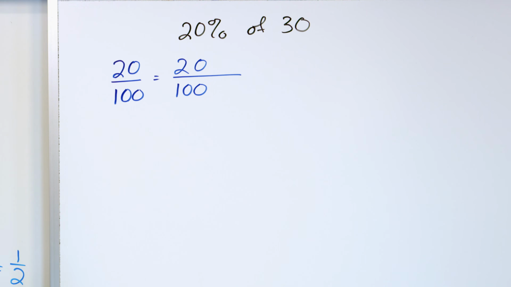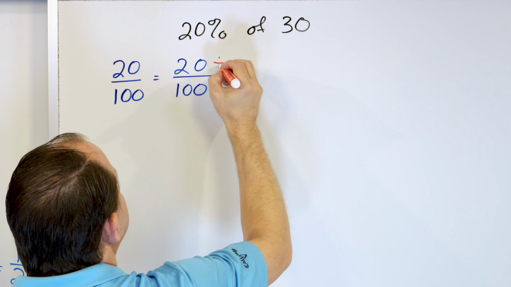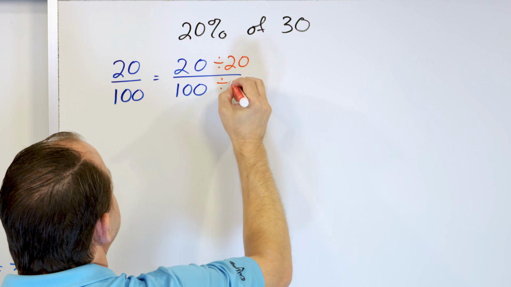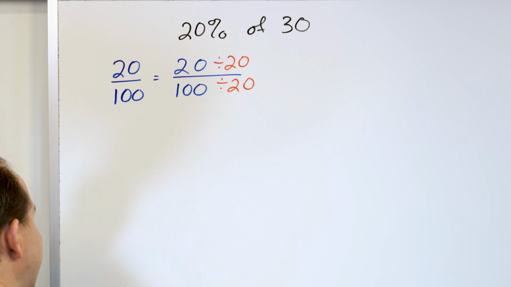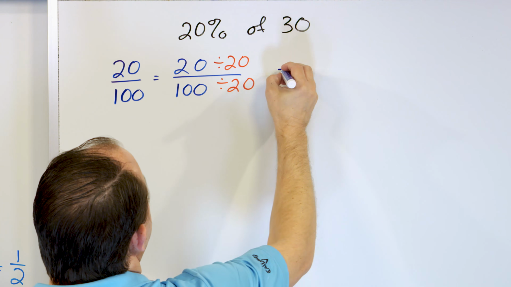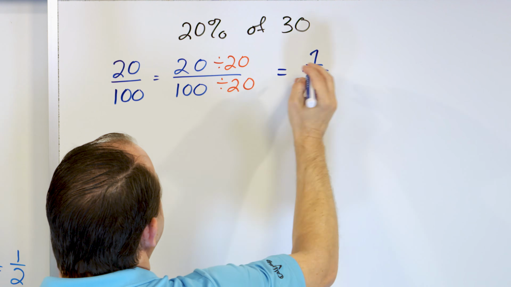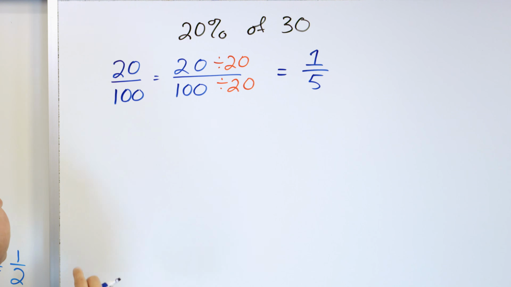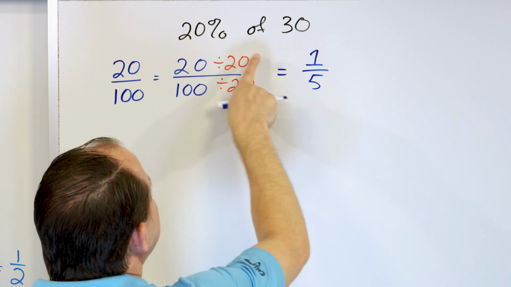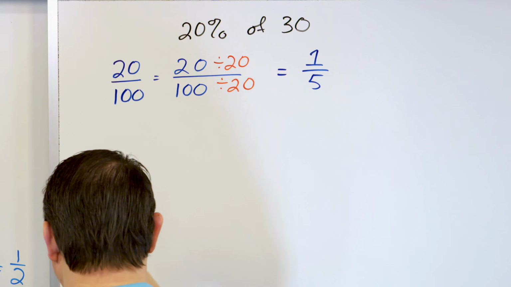I can simplify this percentage because I can divide the top by 20 and the bottom by 20. You could divide by 5 and so on, keep simplifying, but I know that I can divide by 20. 20 divided by 20 is 1, and 100 divided by 20 is 5, because 5 times 20 is 100. So the fraction 20% is the same exact thing as 1/5.